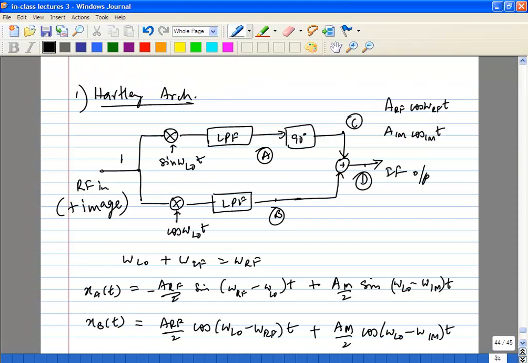What do you have at C? You are going to take A and shift it by 90 degrees. And we know that if you take a sinusoid, shifting by 90 degrees makes it a minus cosine, right? So this one becomes ARF by 2 cos of omega RF minus omega LOT. And then this one becomes minus AIM cos of omega LO minus omega IMT.